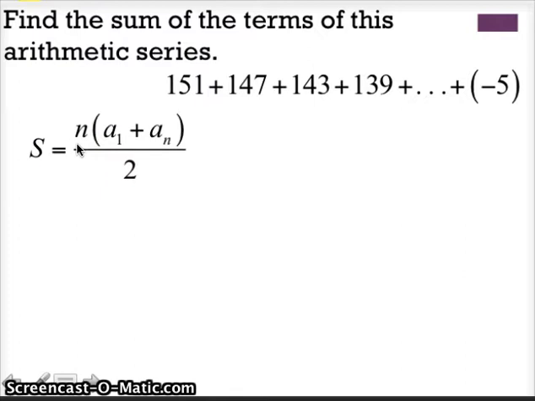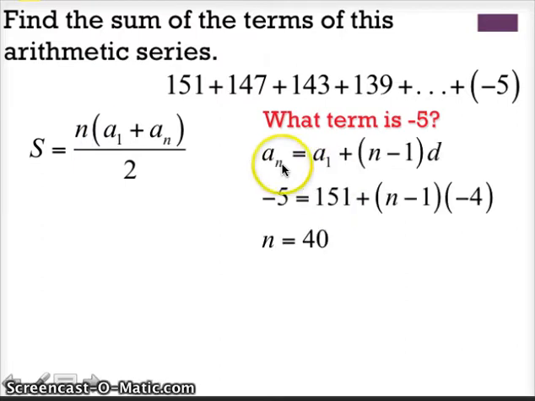So in order to use a formula, we need to figure out what term is the -5. Okay, so first thing, because in order to use this formula we have to plug in n, and we don't know what n is. That's the problem here first. So we're going to figure out what n is by using the other formula that we already know.